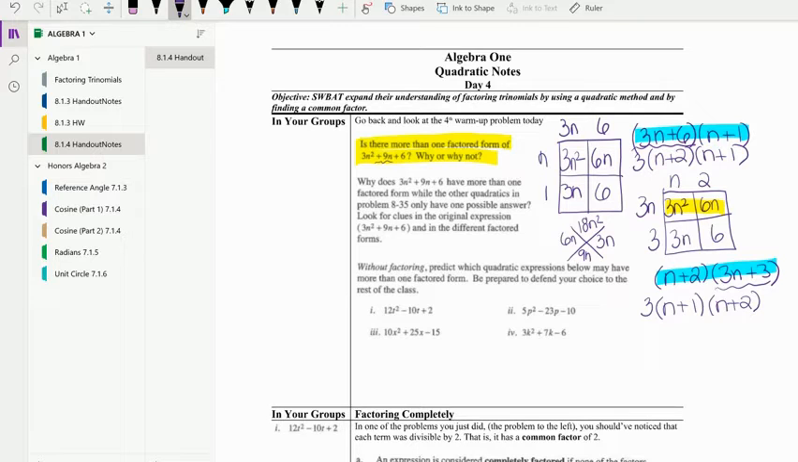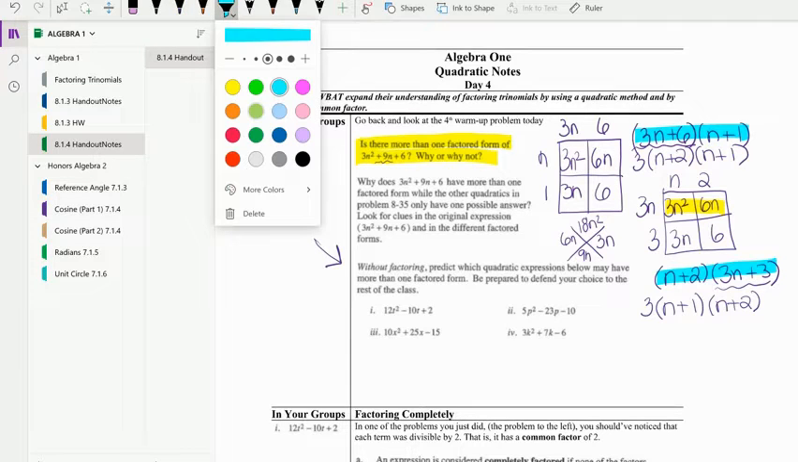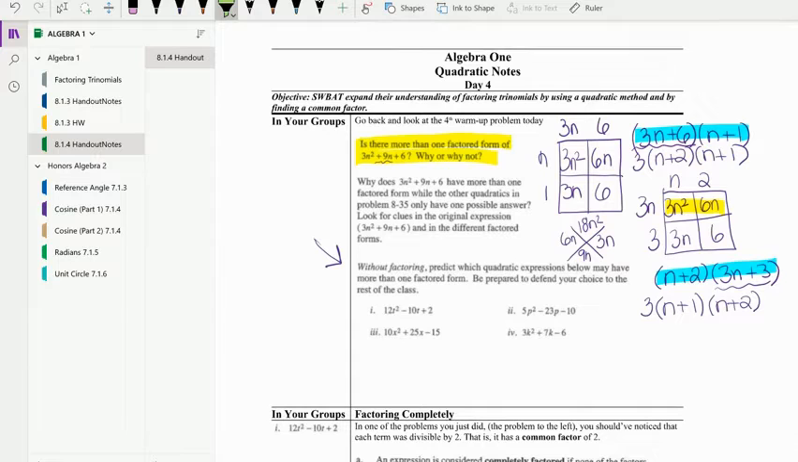The next part is right here. Without factoring, predict which quadratic expressions below may have more than one factored form. We just talked about how they're going to have more than one factored form if there is a GCF. So looking at 12t squared minus 10t plus 2, does that have a GCF? What number goes into all three of those terms? It's 2. So that one definitely would have two different forms.